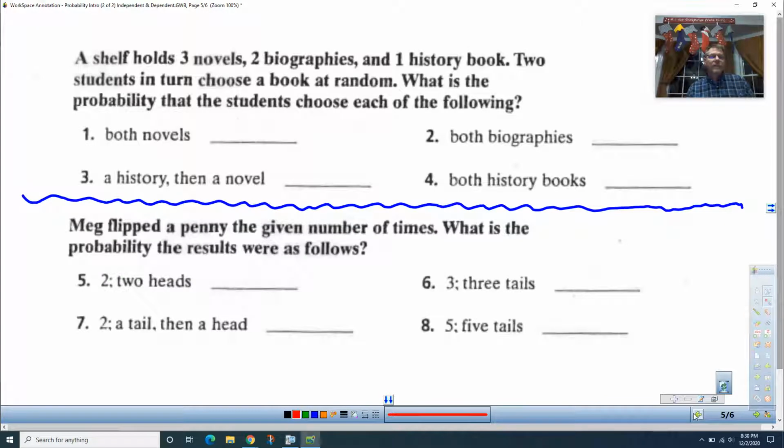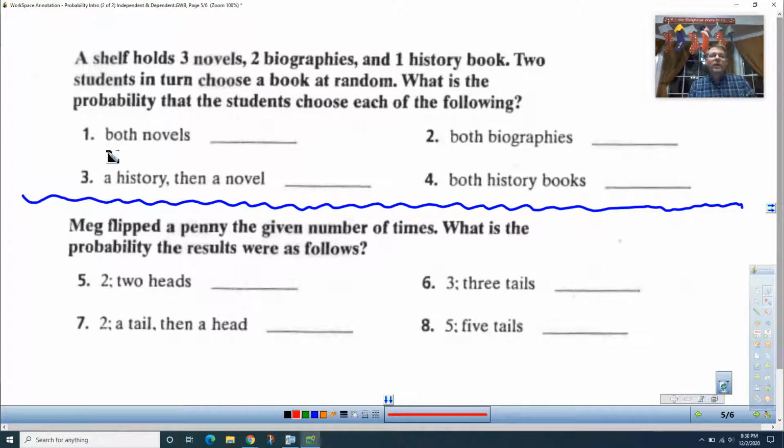Okay. So flipping over to the back side of the page that we're working with, it says, here's a scenario. Here we got a shelf that holds 3 novels, 2 biographies, and 1 history book. And 2 students are going to in turn choose a book at random. What is the probability that the students choose each of the following? So one student goes up there to the shelf, grabs a book, comes back to their seat. They don't put it back. And then the next student goes up to the shelf and grabs a book and goes back to their seat. So that's what we're talking about.